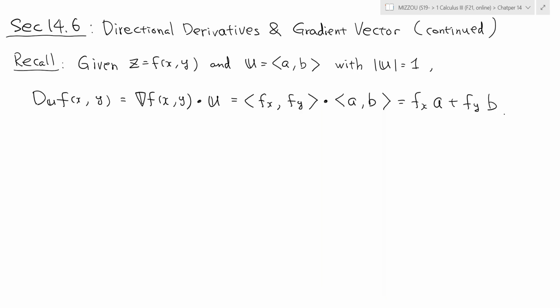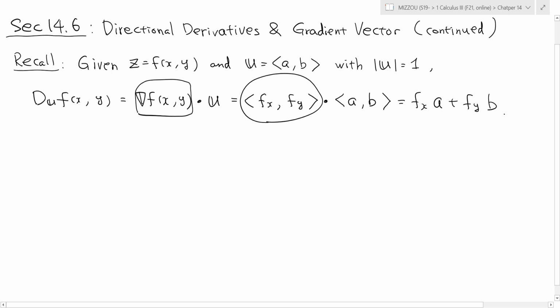Okay, so this is the second video on section 14.6, which is about the directional derivatives and the gradient vector. Let's remember, in the previous video, I explained the following thing. Given z is equal to f of x, y with some unit vector u, the directional derivative of the function in the direction of u is computed in this way. You compute the gradient of f, that's given in this way, and then you take the dot product with u, and that is written this way.